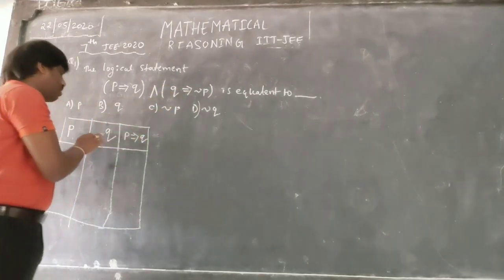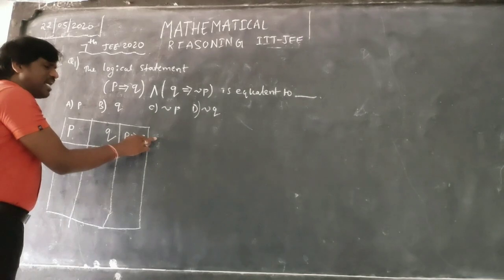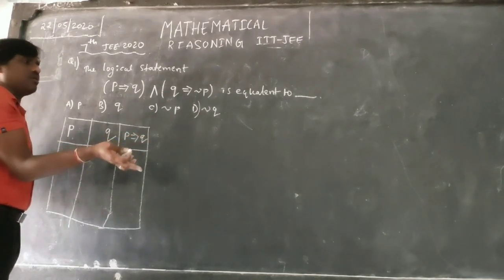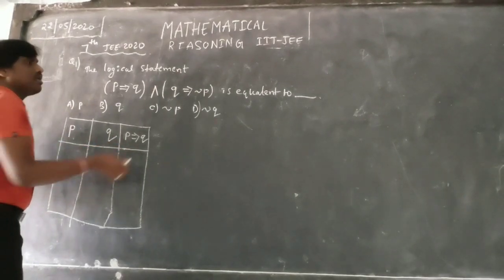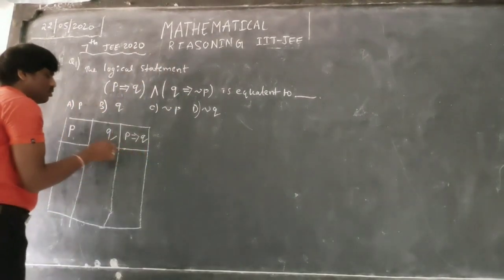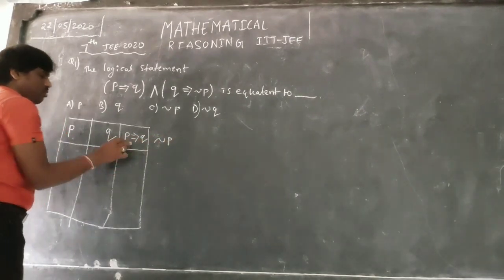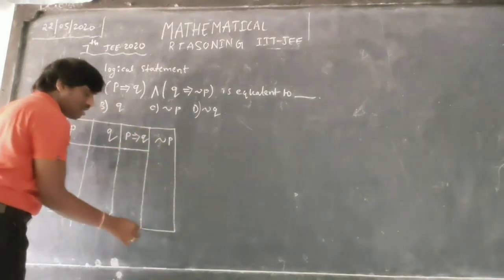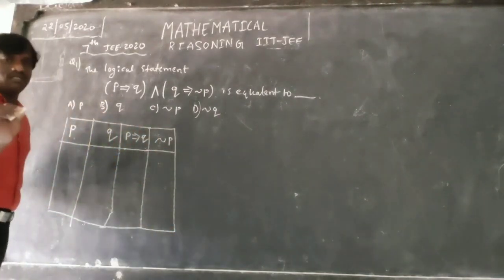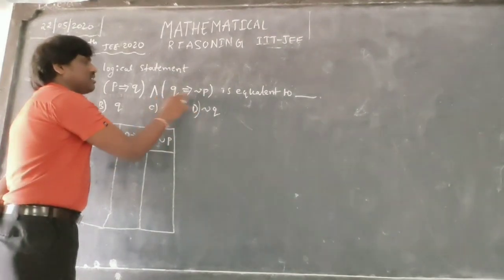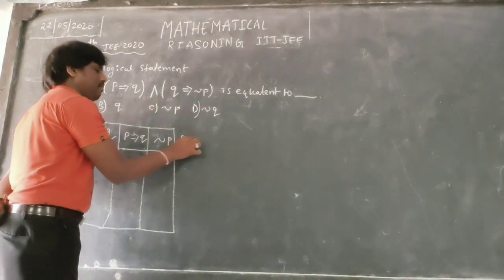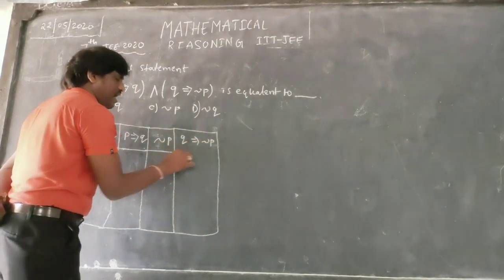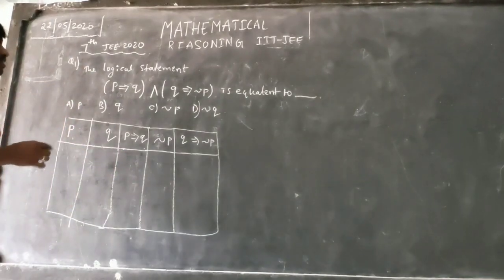Q you already have, so you can write Q again or not, that depends on you. Next, what you have here is negation P. You don't have any negation P here, so you have to use negation P first. Try to understand the concept I am teaching. Now under the bracket I fill Q implies negation P. Very nice, now I have filled this part.